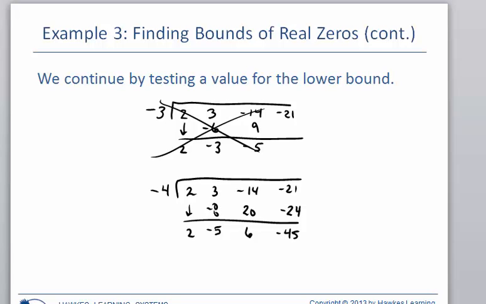Okay, so this one worked out well because we can see that the signs alternate across the bottom from positive to negative. So negative 4 is the lower bound, which means that there is no 0 that is smaller than negative 4. So we now know that all of the real zeros for this polynomial are between negative 4 and positive 3.